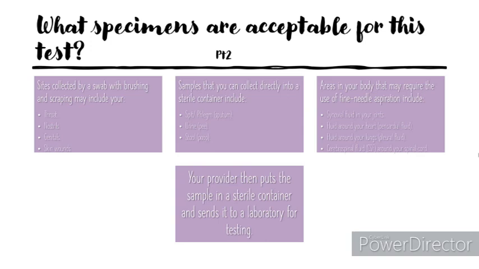Areas in your body that may require the fine needle aspiration include places that usually shouldn't be exposed to air, like the fluid in your joints, the fluid around your heart, the fluid around your lungs, and cerebral spinal fluid, which is around your spinal cord. All of these are put into sterile containers and then sent to the laboratory.